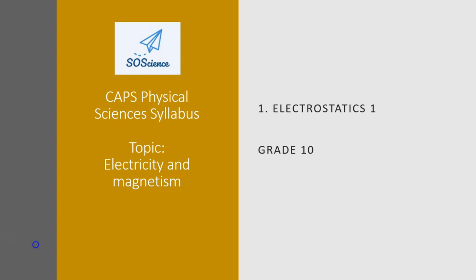Hello, grade 10s. In today's lesson, we are starting the topic of electricity and magnetism. And this topic only consists of two sections. The first one is electrostatics, which we will be starting now, and the second one is electric circuits.